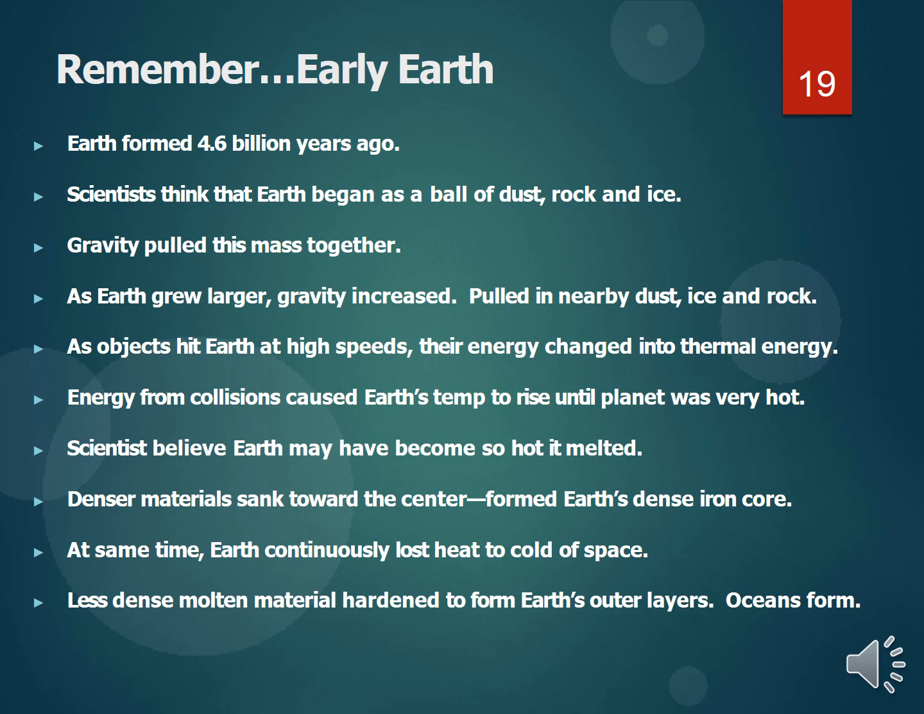So we know now the Earth formed 4.6 billion years ago. Scientists think that the Earth began as a small ball of dust, rock and ice. Gravity pulled this mass together. The Earth grew larger, its gravity increased, and it pulled in nearby dust, ice and rock. As objects hit Earth at high speeds, their energy changed into thermal energy. The energy from collisions caused Earth's temperature to rise until the planet was very hot. Scientists believe Earth may have become so hot it melted. Denser materials sank towards the center and formed Earth's dense iron core. At the same time, Earth continuously lost heat to the cold of space. Less dense molten material hardened to form Earth's outer layers, and the ocean forms.